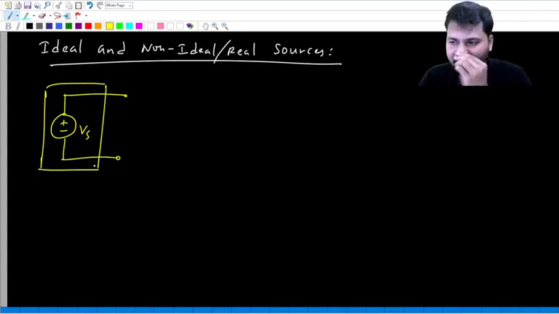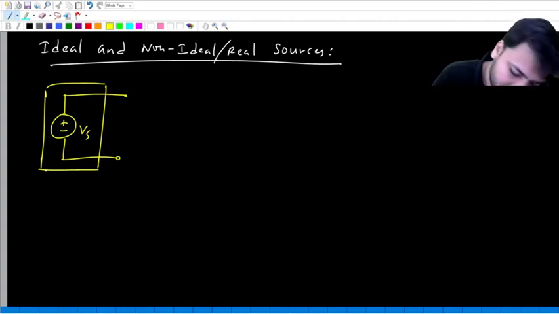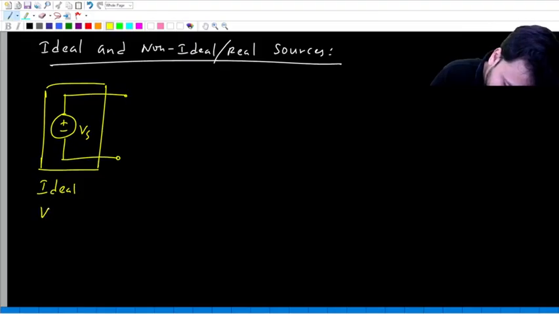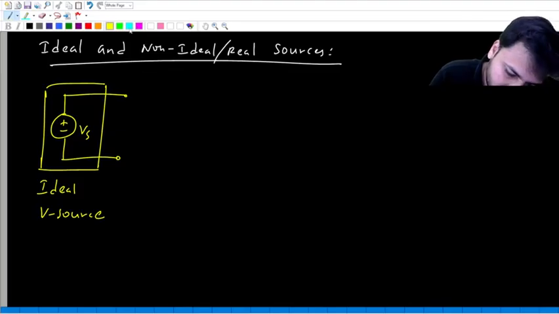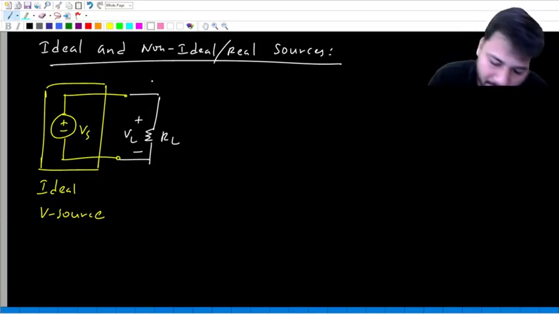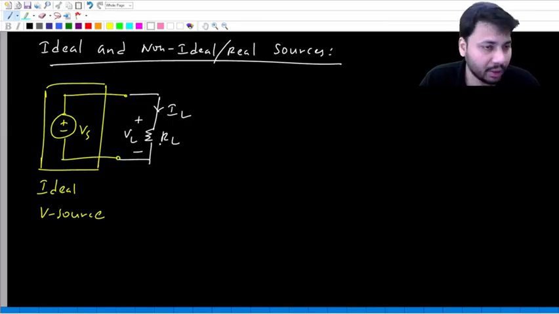How would you describe this box? Look at this box. What is inside the box? Just a voltage source. So this is an ideal voltage source. Let's say across this ideal voltage source, you connect some load resistance. Let's say the load voltage is VL and the load current is some IL. Because the load resistance is directly connected across the voltage source, the load resistance and the voltage source will be in parallel.